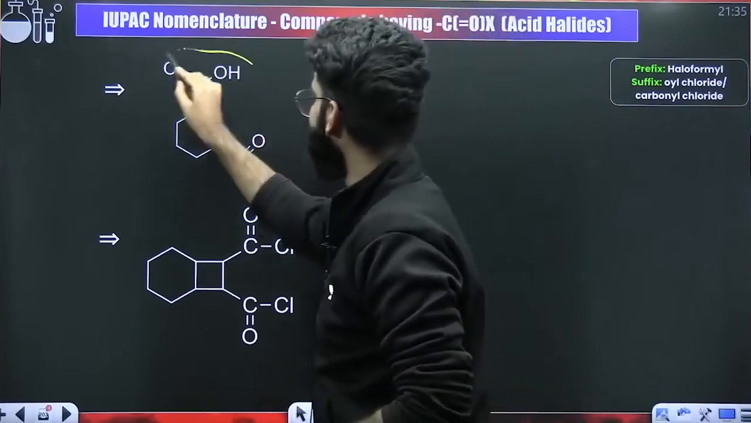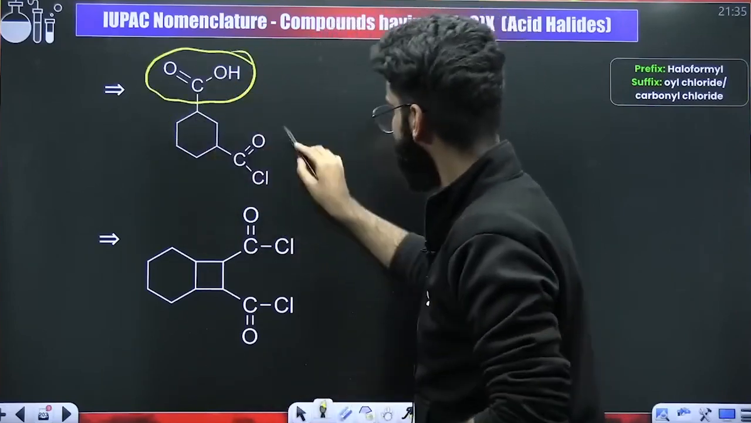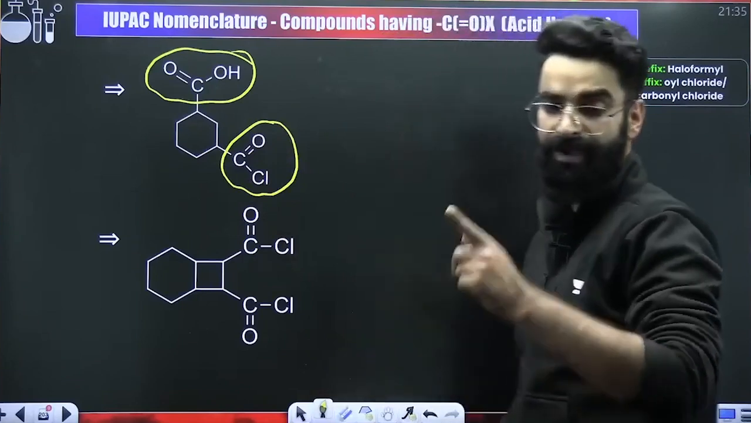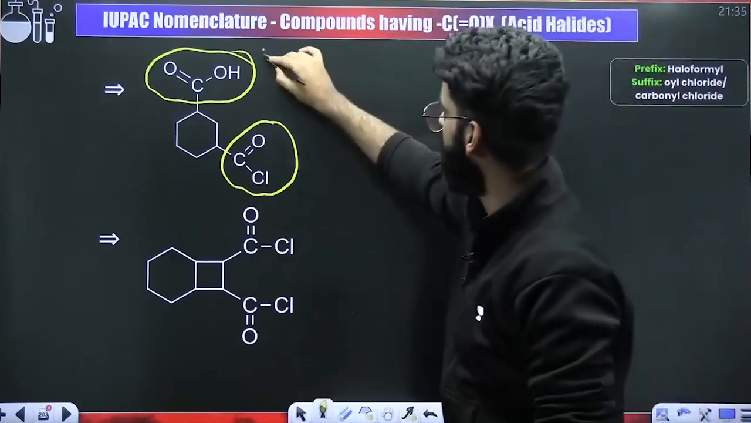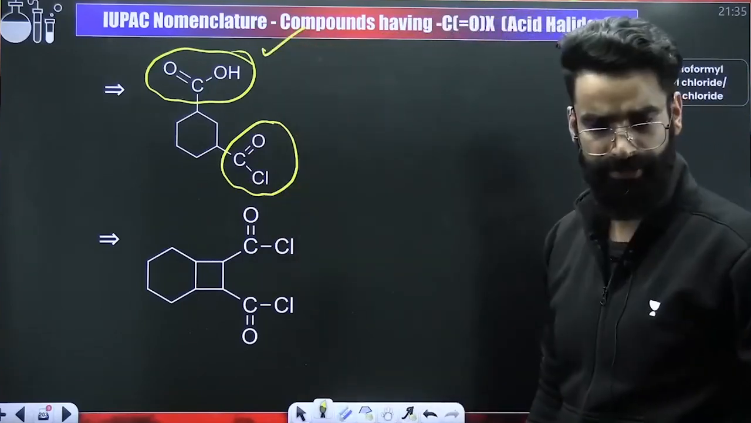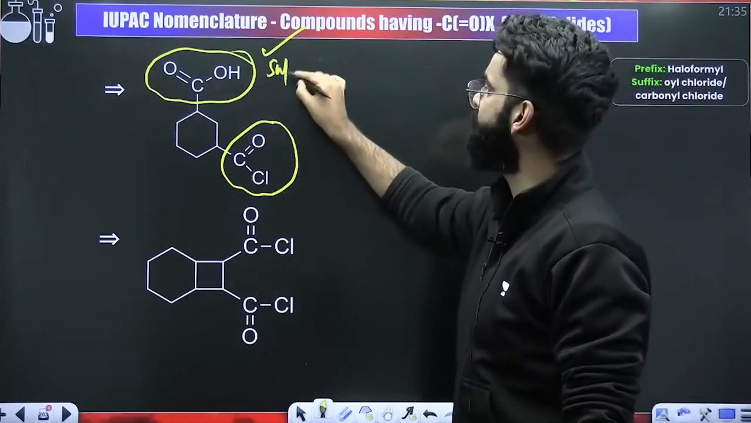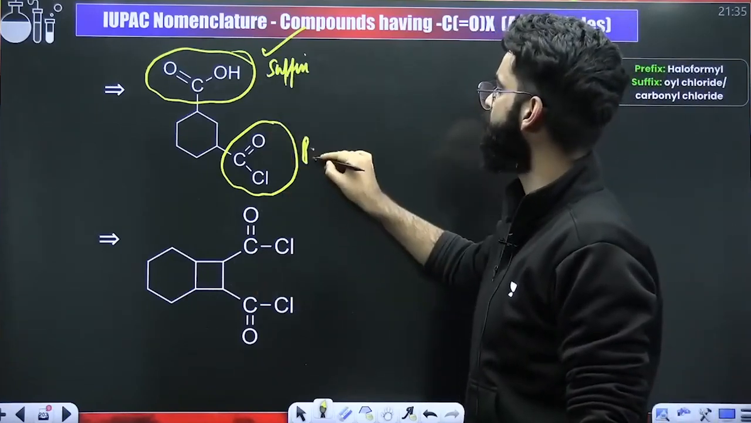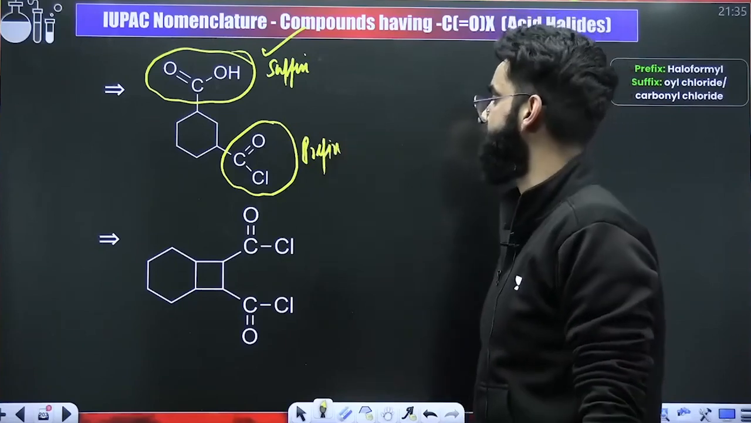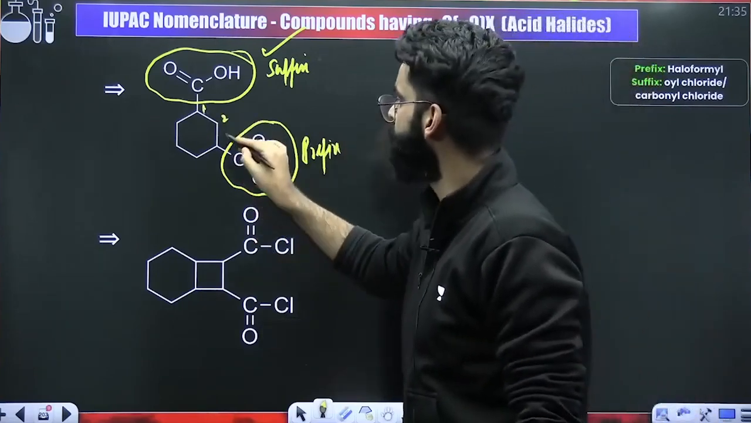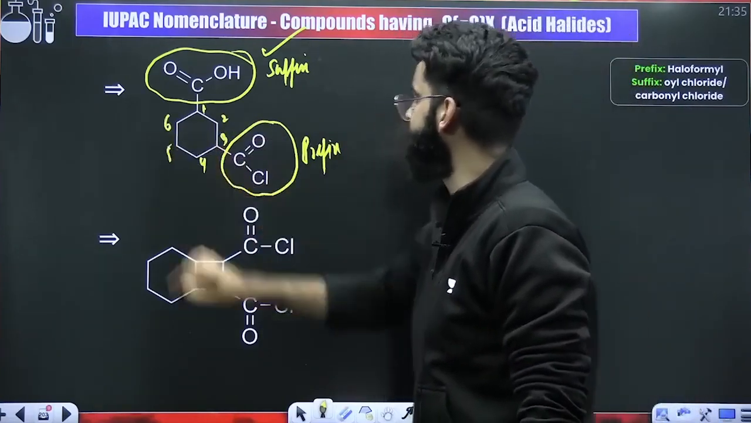Look at this one. This is C double bond OH. This is carboxylic acid. This is acid chloride. Among carboxylic acid and acid chloride, which one is prioritized? Carboxylic acid will be prioritized, right? So you'll be using it as the suffix, and this has to be used as a prefix. Right? Now start the numbering. 1, 2, 3, 4, 5, and 6.